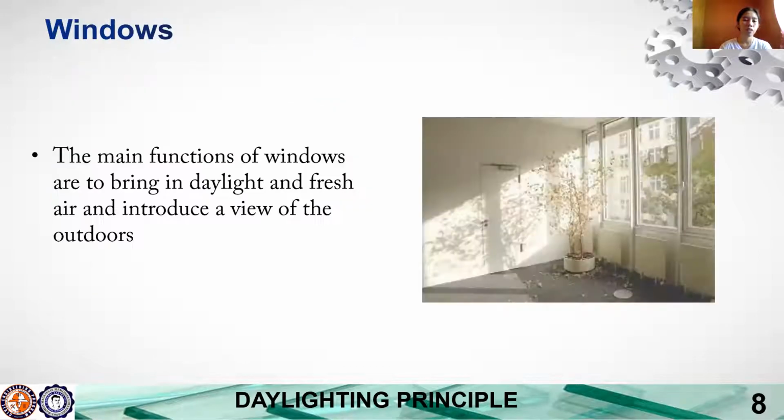First, we have windows. The main functions of windows are to bring in daylight and fresh air and introduce a view of the outdoors. Windows located in walls of a building are the most common method of introducing daylight into the interior building's spaces.